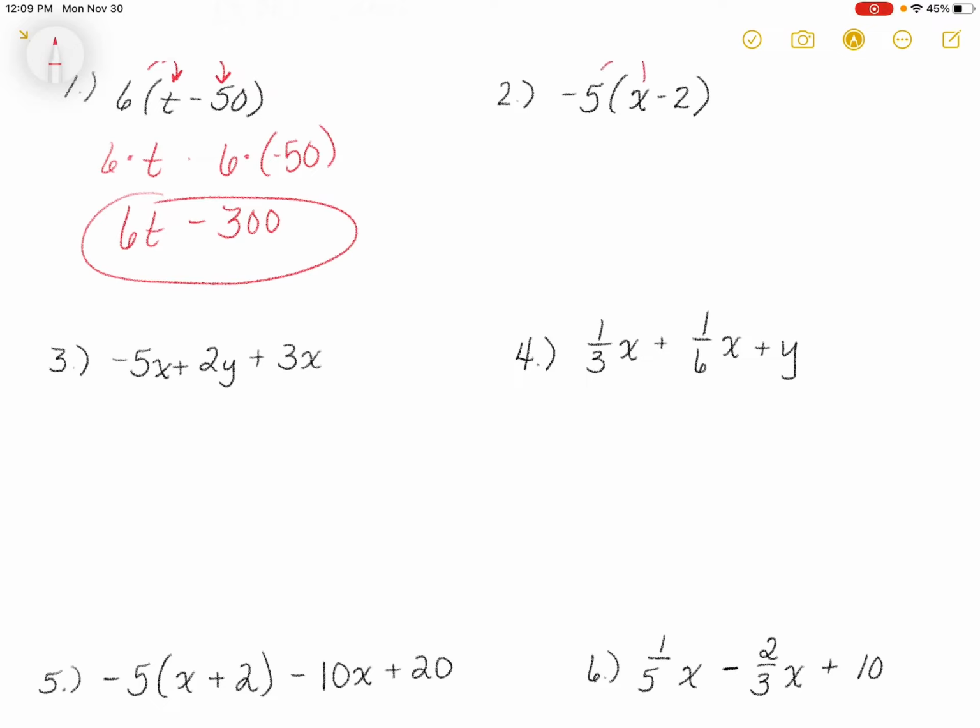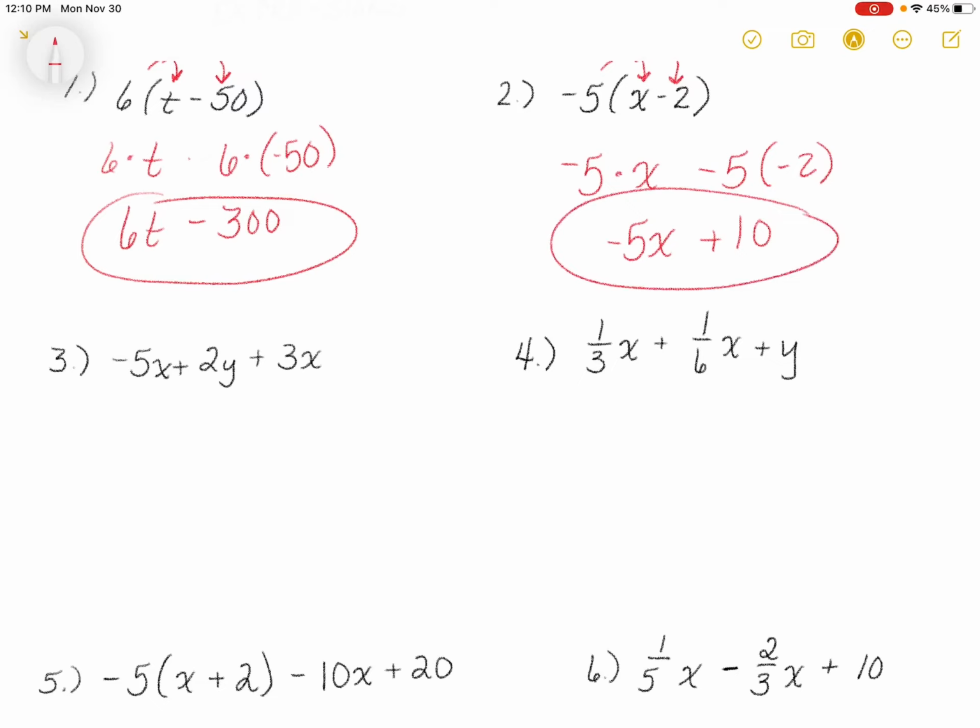Number 2, I can use the distributive property again to distribute negative 5 to x and negative 5 to negative 2. Negative 5 times x is negative 5x. Negative 5 times negative 2 is positive 10. So the simplified expression for number 2 is negative 5x plus 10.